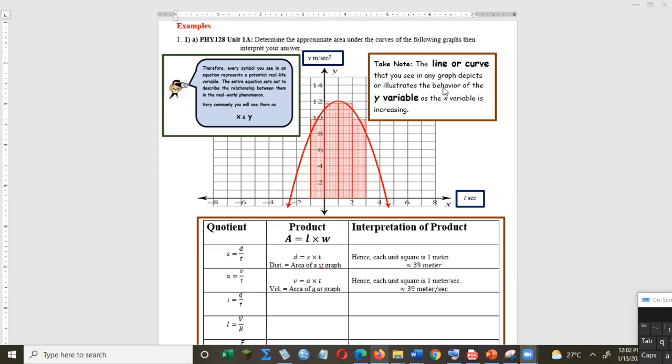or illustrates the behavior of the y variable as the x variable is increasing. So very commonly, you will see the letters x and y in any maths class that you go to and in any graph, all right? But you must always bear in mind that x and y are potential variables. Every symbol you see in an equation or graph represents a potential real-life variable. Okay, and if you have an entire equation, it describes the relationship between them in the real world. A graph also depicts the relationship between two variables.